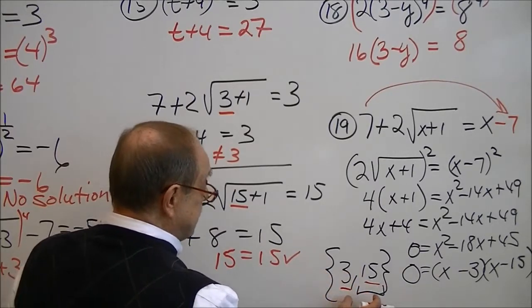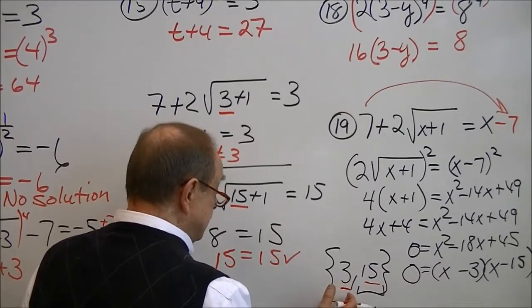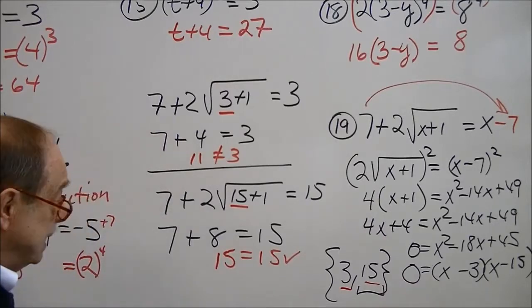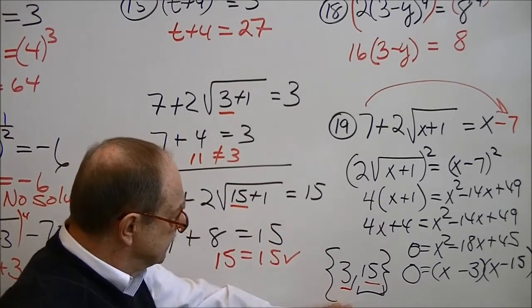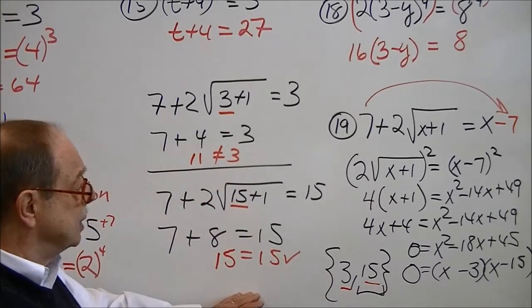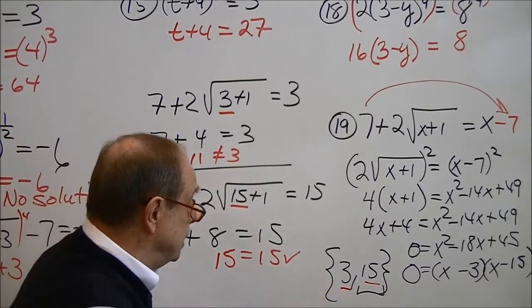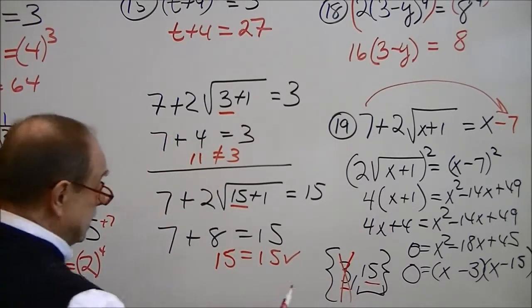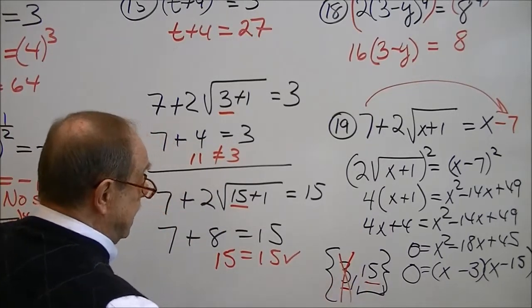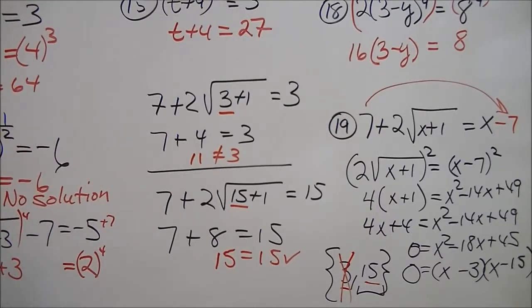And again, in the old days, I would give people credit if they put both answers. Because look at all that you've done, and you've got this far. And again, if you check your work, you'd eliminate the 3. But if you didn't check your work, you'd end up with an extraneous answer, which is not valid. But again, you've done lots of work.